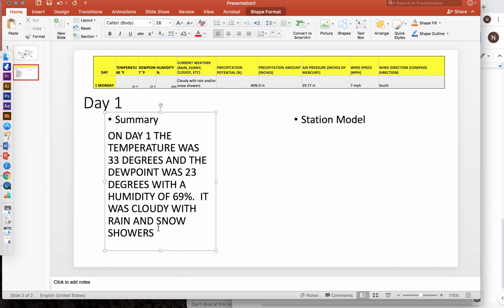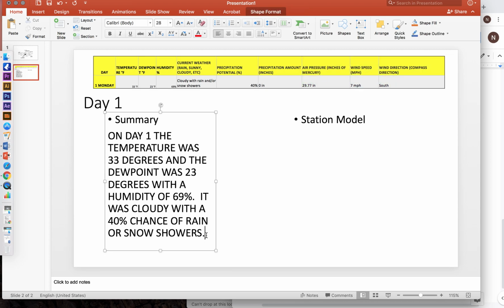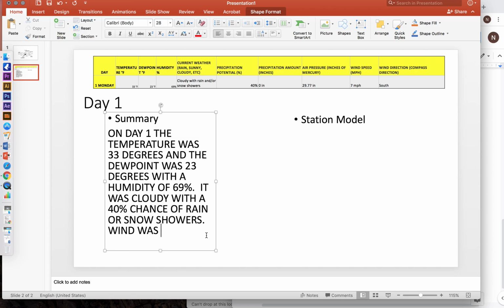And if you notice, I could add another sentence, but precipitation potential is 40%. So I'm going to actually say it was cloudy with a 40% chance of rain or snow showers. My air pressure, I'm going to want to convert that first. My wind speed and direction, I'm going to put that sentence in now. Wind was 7 miles per hour from the south.